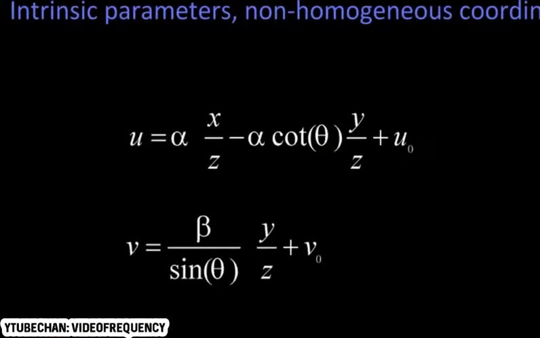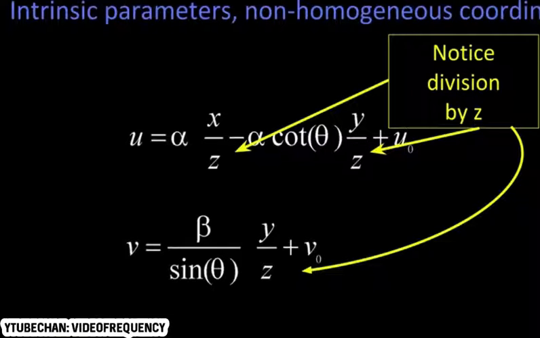First, here we have those ugly equations, and the first thing you'll notice is, kind of like before, we're dividing the x's and the y's by z.